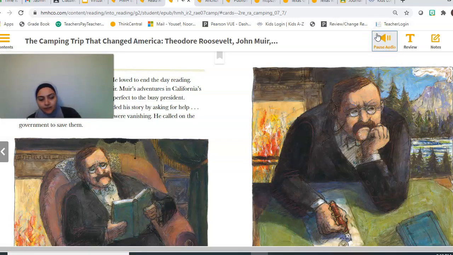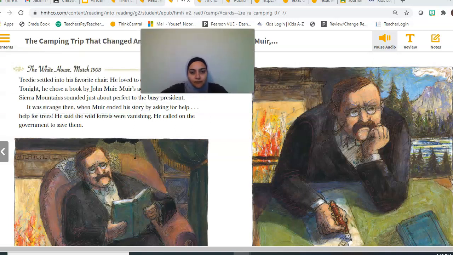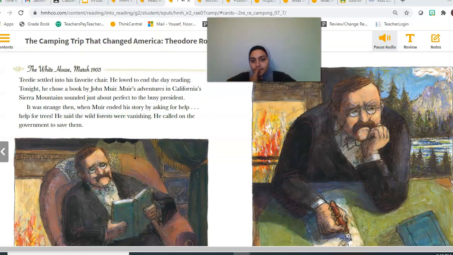The White House, March 1903. Teedy settled into his favorite chair. He loved to end the day reading. Tonight, he chose a book by John Muir. Muir's adventures in California's Sierra Mountains sounded just about perfect to the busy president. It was strange then when Muir ended his story by asking for help for trees. He said the wild forests were vanishing. He called on the government to save them.